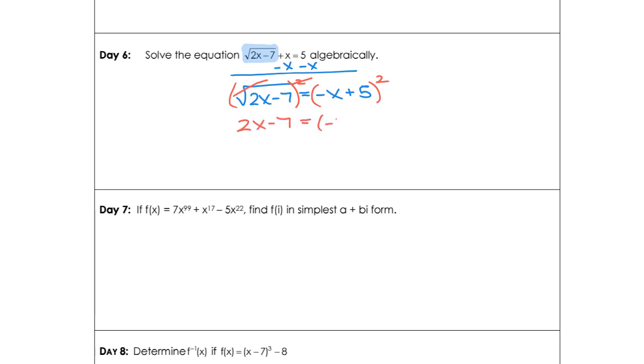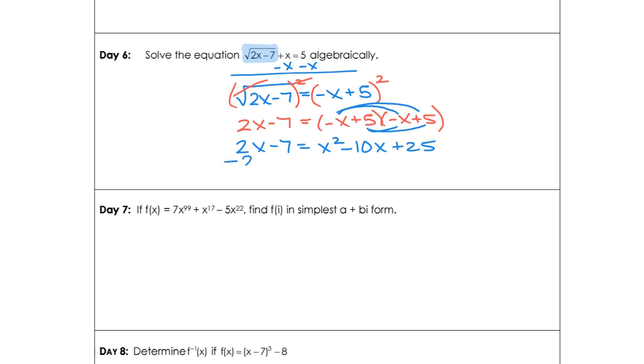Equal to, that needs to be expanded, so negative x plus 5 times itself, negative x plus 5. Put that together however you are comfortable putting it together. The 2x minus 7 is just going to come down, and that'll be equal to a negative x times a negative x, which is a positive x squared. This is going to give me a minus 5x, and this is going to give me a minus 5x, for a grand total of negative 10x. And 5 times 5 is 25.